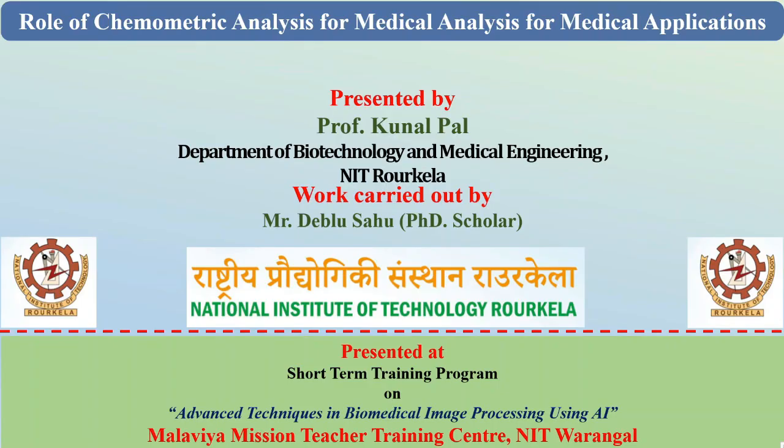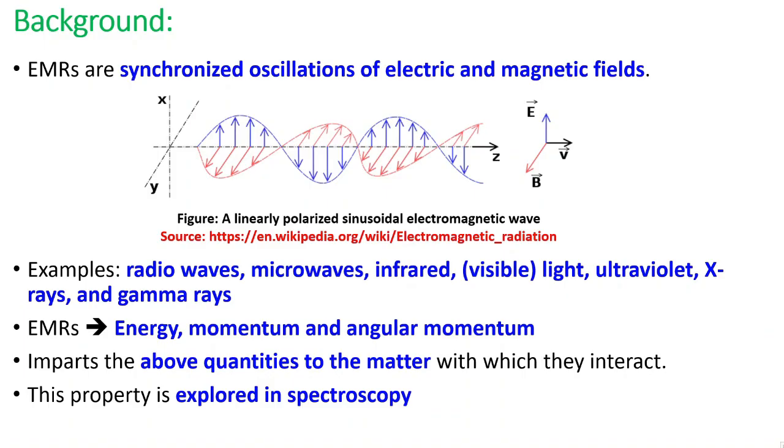Before getting into the main topic, I will be discussing the spectroscopic techniques. What do we mean by spectroscopic techniques? Basically, in spectroscopy, electromagnetic radiations interact with the sample. All of us know that electromagnetic radiations are nothing but the synchronized oscillation of electric and magnetic fields. What are the different kinds of electromagnetic radiations? The different forms include radio waves, microwaves, infrared waves, visible light, ultraviolet rays, X-rays, and gamma rays.